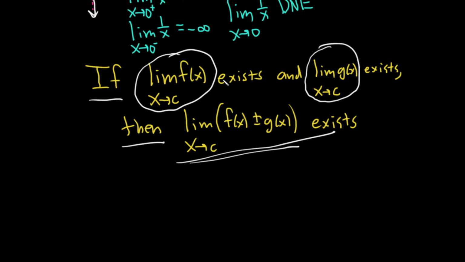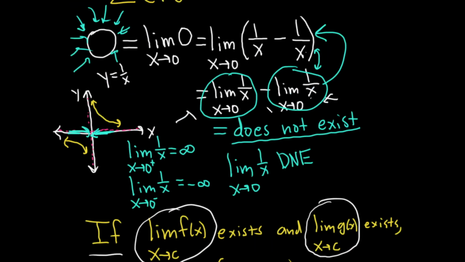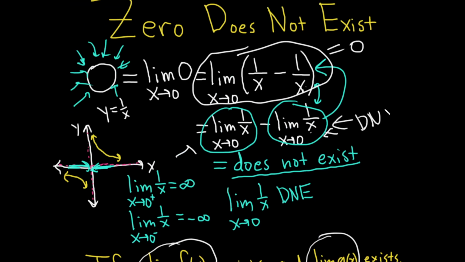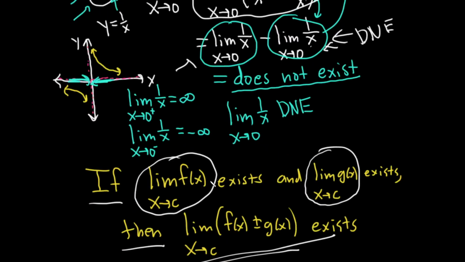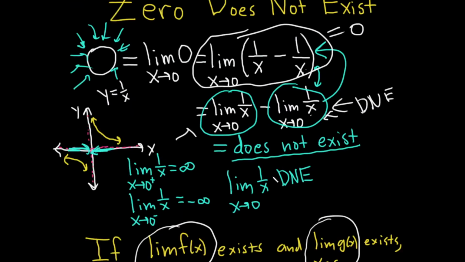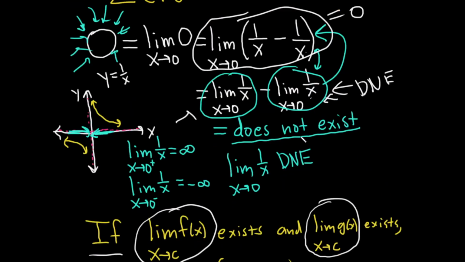In fact, in this example, we showed that even though this is 100% equal to 0, this does not make any sense, right? None of this makes sense. So just because you have something that exists as a whole doesn't mean that the separate pieces are going to exist. The separate pieces must exist, and then and only then can you combine them into a single piece and say it exists. So hopefully that made some sense.